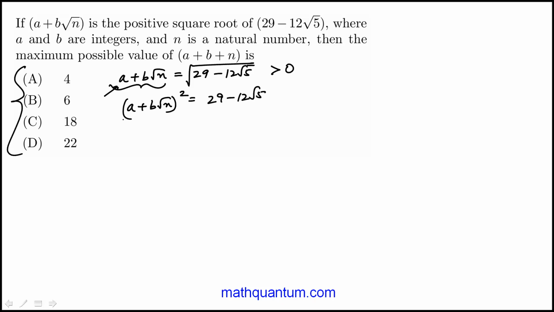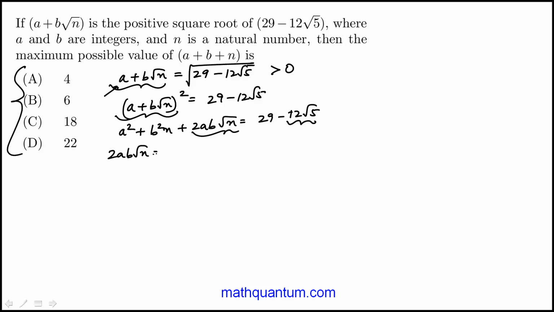and then I'll just square this algebraically. a squared plus b squared n plus 2ab root n. So we can equate the radical part, this piece, so 2ab, and remember our constraint is that a and b are integers, so we're just looking for those values. So if we look at this, we can see ab, the product, is -6 and n is 5.